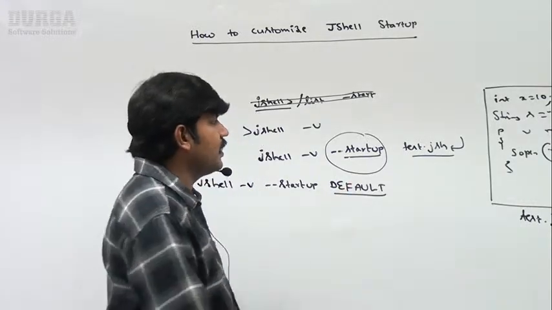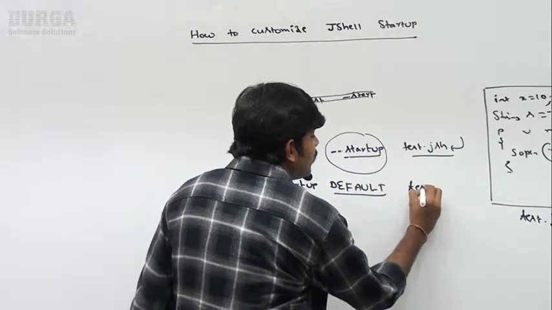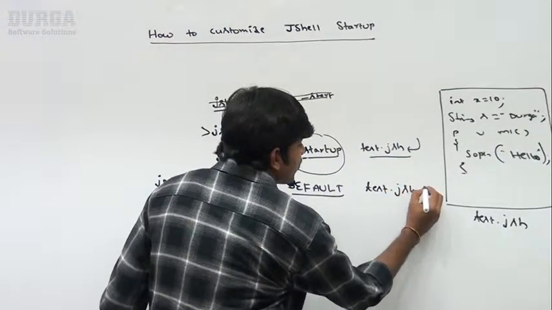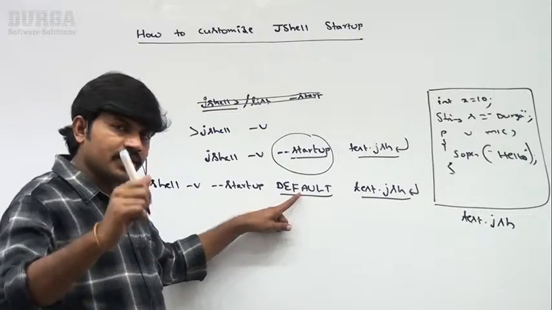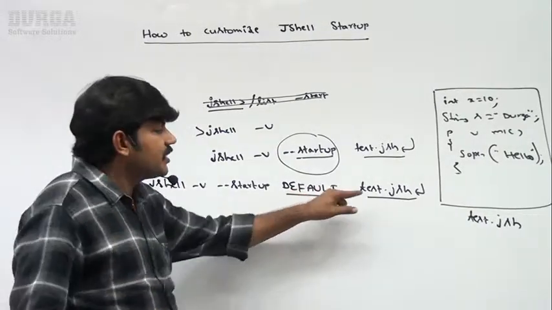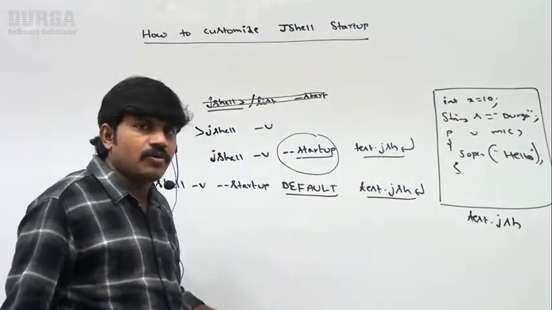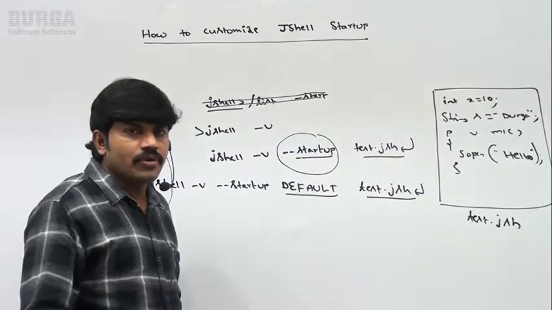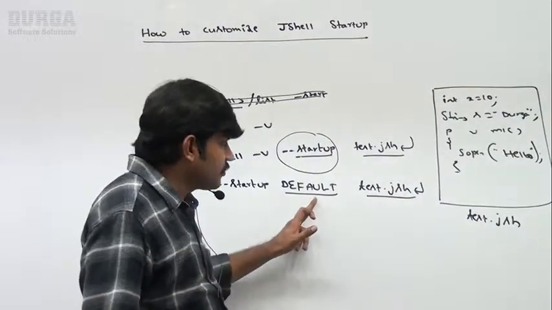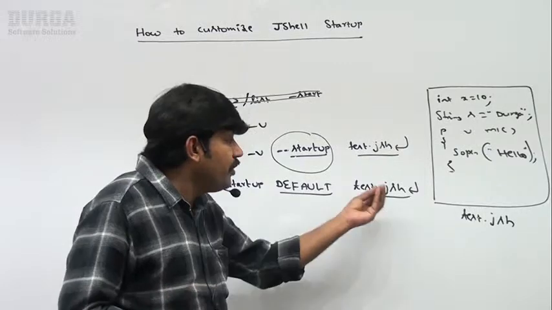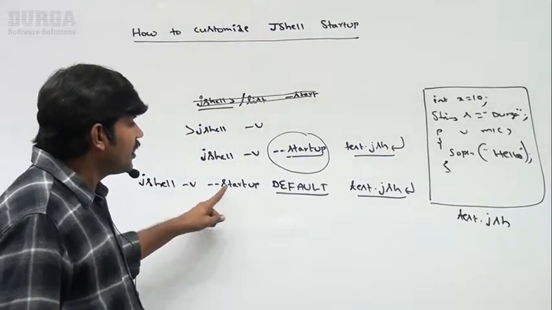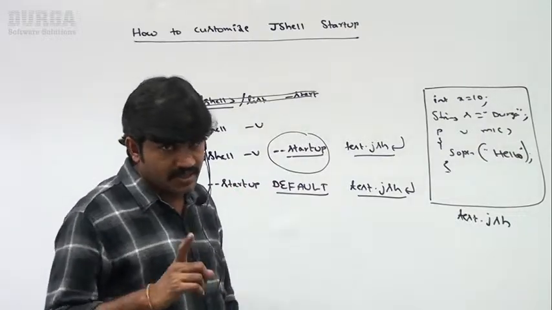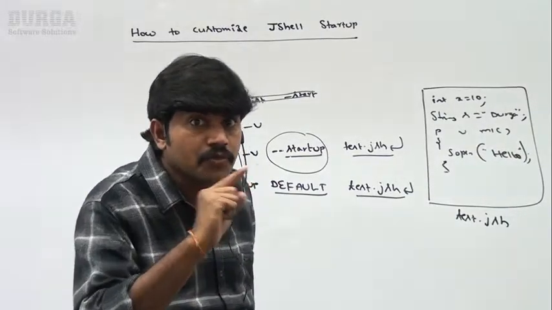In addition to that, test.jsh also. Now, all the default startup snippets are there. Next, my own snippets are also available by default. So, in addition to the default startup snippets, if you want to make your own snippets also available, then we require to use -startup like this. Any doubt?